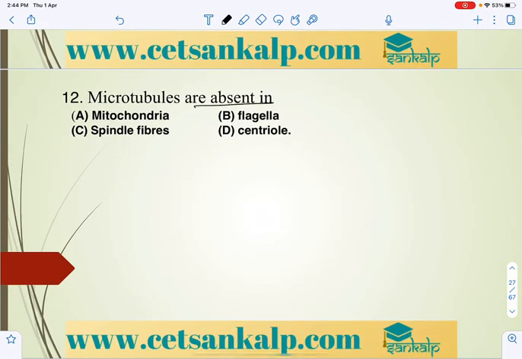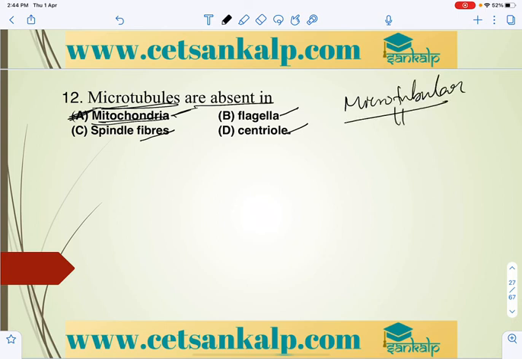Next, microtubules are absent in, so they will be present in flagella, centriole and spindle fibers, but absent in mitochondria. So that is why the answer for that is mitochondria. In mitochondria, no microtubules. So direct question: microtubules are made of a protein called tubulin. Utilizing the tubulin, spindle fibers originate, right? So tubulin is a microtubular protein from which spindle fibers originate. These are the things you have to keep in mind.